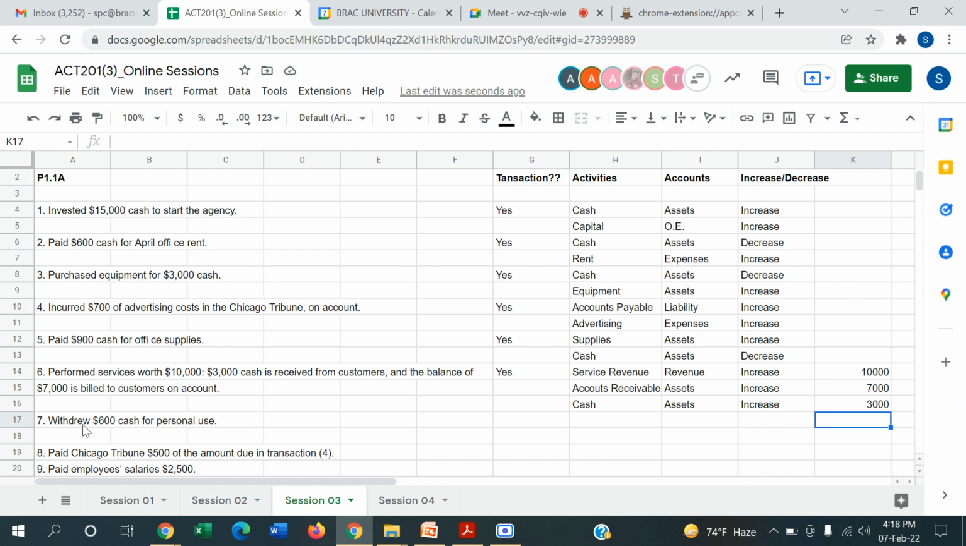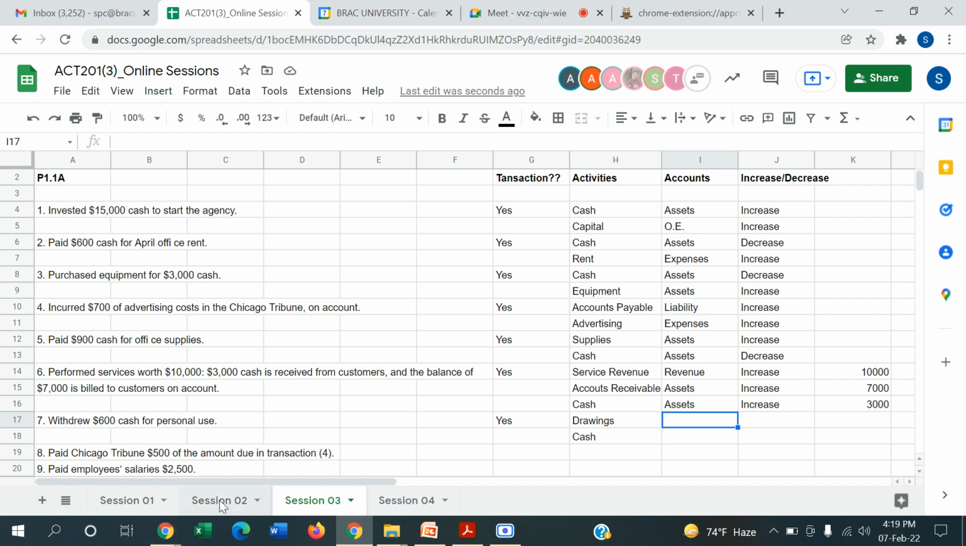Okay. Now, number 7, withdraw 600 cash for personal use. Is it a transaction? Yes, sir. What are the accounts or activities? So it's Owner drawings and cash. Drawings will be accounts, right? Or would it be an activity? Drawings will be an account.